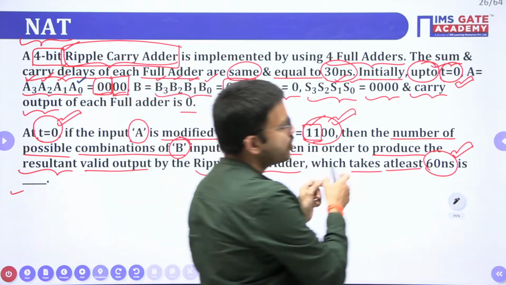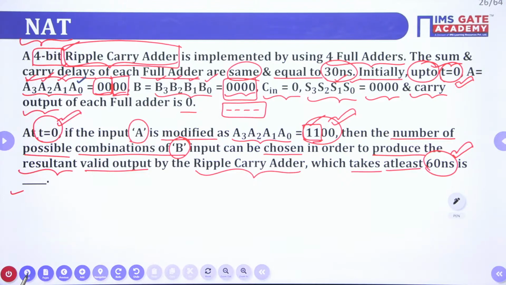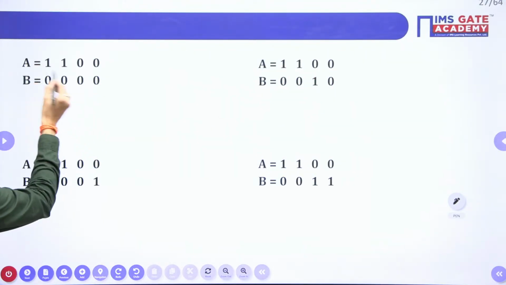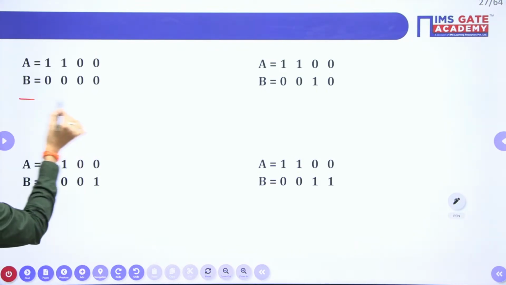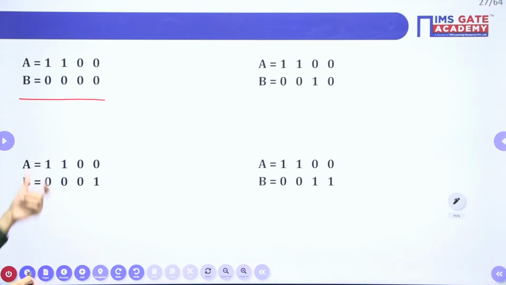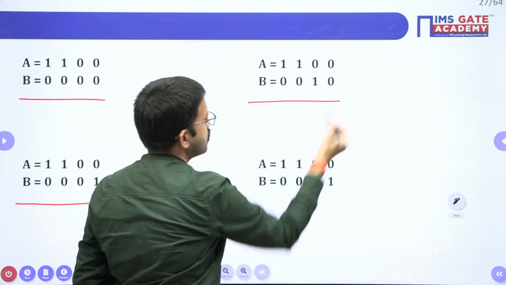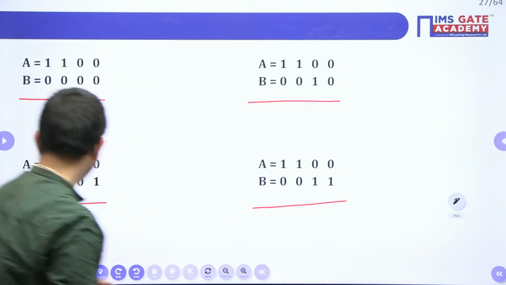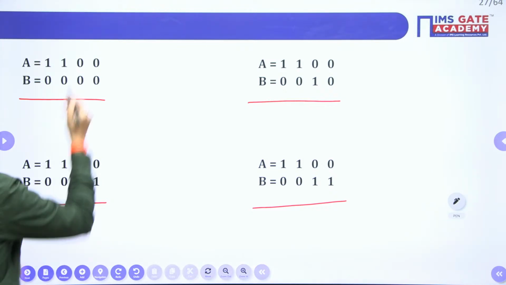That means in order to get the valid output, it is taking 16 nanoseconds. Let us see. Okay, so here I have considered A input same, only 1100. Regarding B input, I have considered here 4 combinations: 4 zeros, 0001, 0010, 0011, like that. In the next slides I have considered the other 12 combinations. I have considered all the 16 combinations. We'll see one by one. Okay, right, just perform the addition.